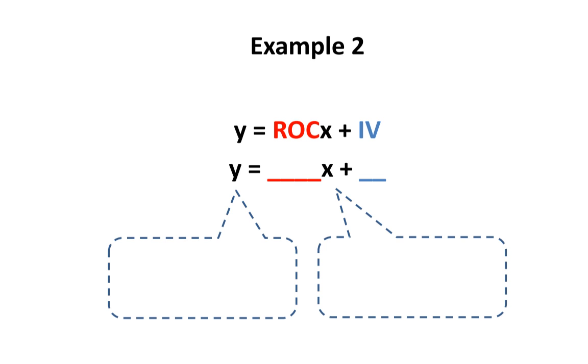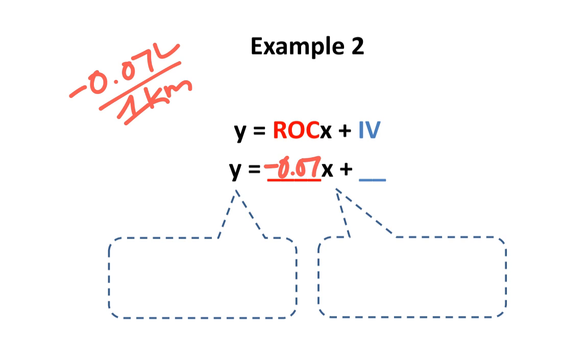I can now represent this situation with an equation, y equals rate of change multiplied by x plus initial value. We already determined our rate of change to be a decrease of 0.07 liters of gas for every 1 kilometer driven. So negative 0.07 over 1 is the same thing as negative 0.07 divided by 1, which is the same thing as negative 0.07. We also determined our initial value to be 47 liters, since that is the amount of gas you have when you've driven 0 kilometers. Therefore, I'm going to place 47 here as my initial value.